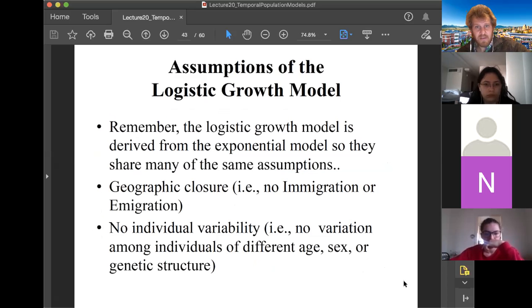Assumptions. The logistic growth model is derived from the exponential model, so they share many of the same assumptions. We assume geographic closure. Remember when we first started out with the exponential model, we made the simplifying assumption that E and I in the BIDE model equaled 0. Same thing for logistic growth, because logistic growth is just an additional extension to the exponential growth model where we allow flexibility in little b and little d.